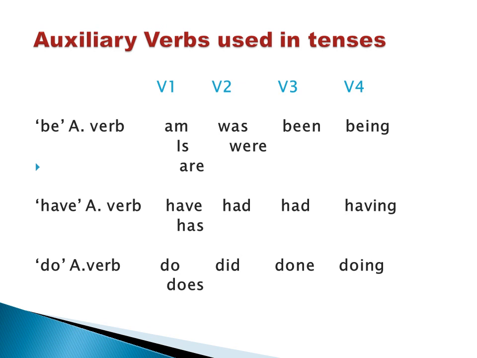Moving on to have auxiliary verb. Present tense have, has, once again to facilitate the person of the subject. Past tense had, past participle had, present participle, that is V4, having. Do auxiliary verb. In the V1 present tense, we have do, does, past tense did, past participle done, and present participle doing.